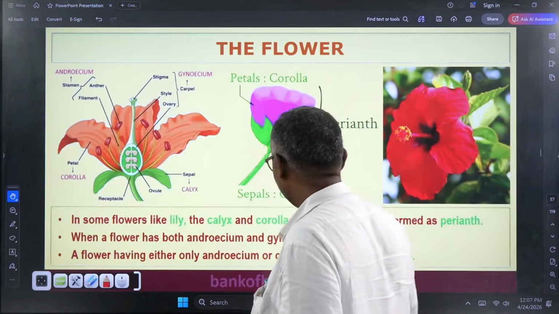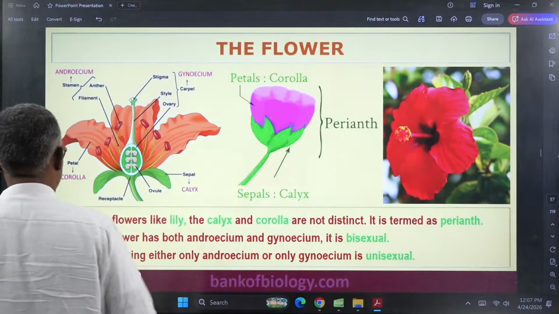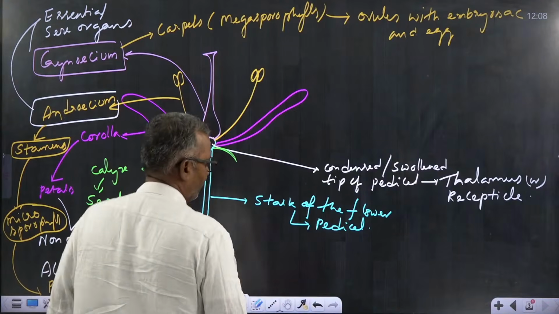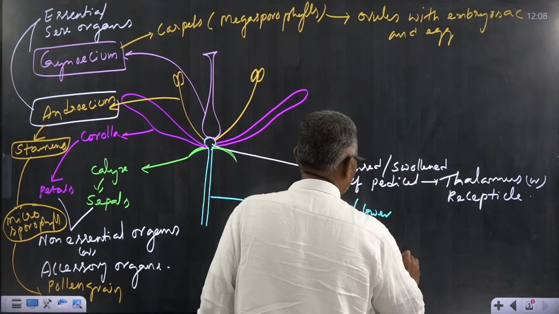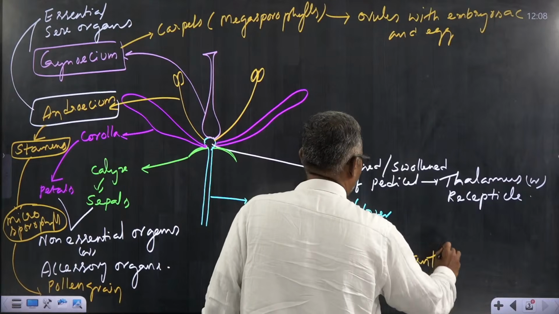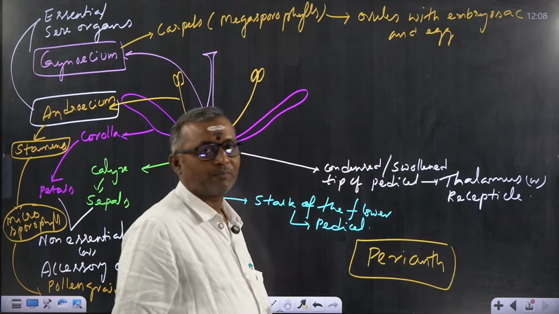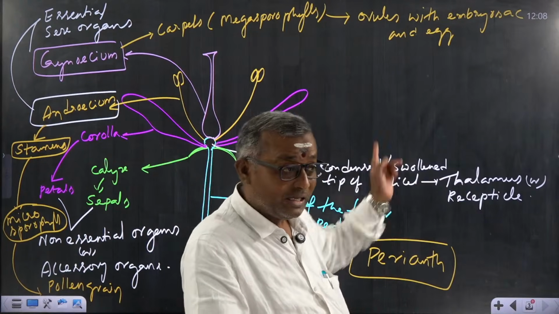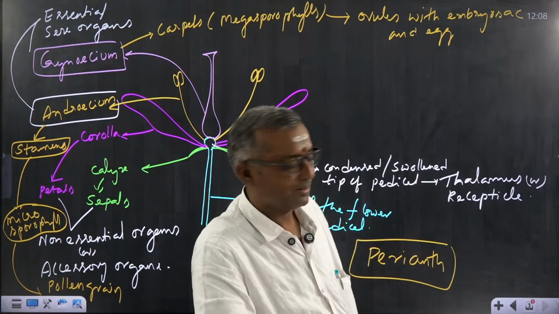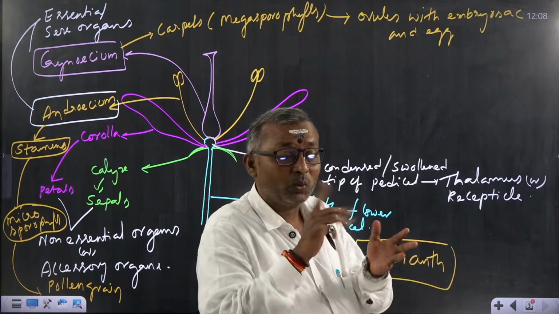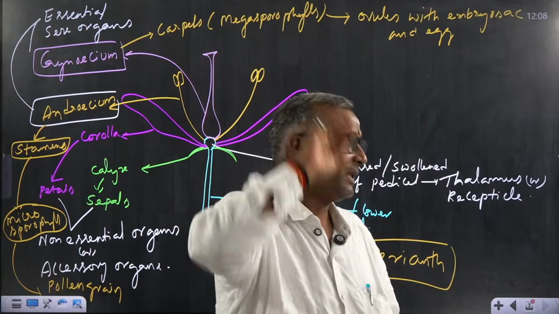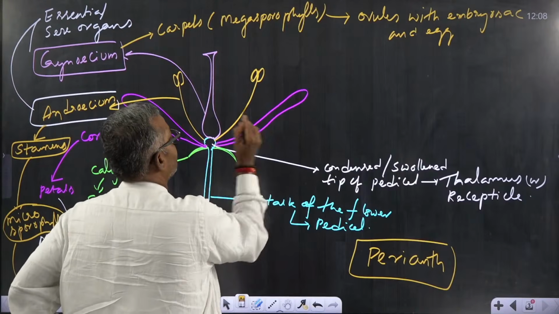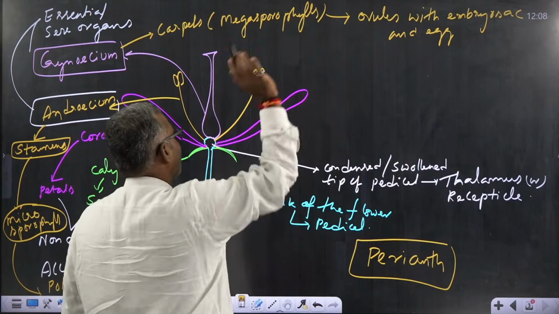If they appear in same color, then such accessory organs are called perianth. What do you call them? Perianth. Got it? The perianth is nothing but indistinct accessory organs. So they are not differentiated into calyx and corolla. Both whorls appear in same color. Say, now I have shown here, this is green and this is pink, right? Both appear in same color.